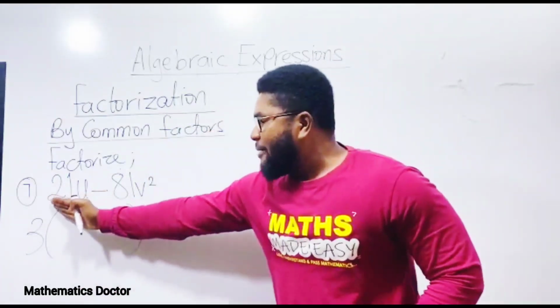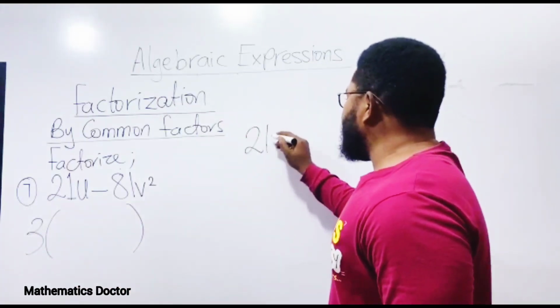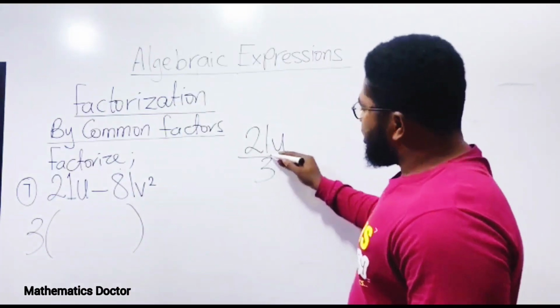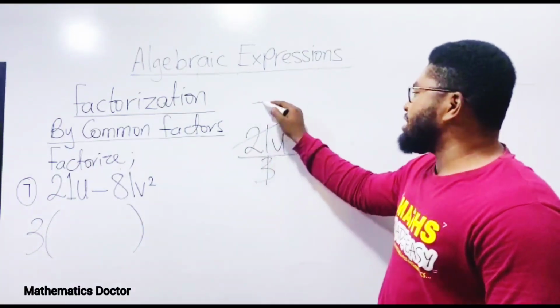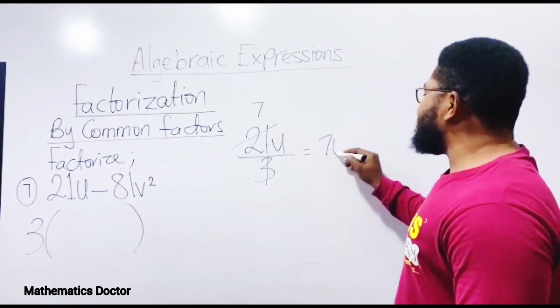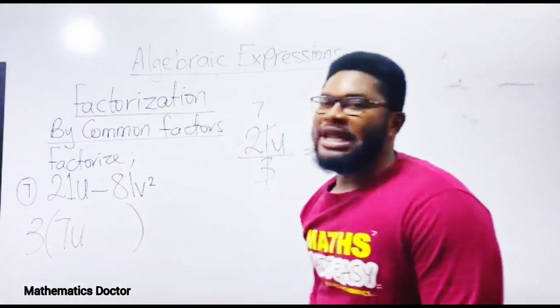So let's take the first term, 21u divided by 3. 21u divided by 3. 3 into itself is 1. 3 into 21 will be 7. So we end up getting 7u as a final answer. But 7u will be placed here.